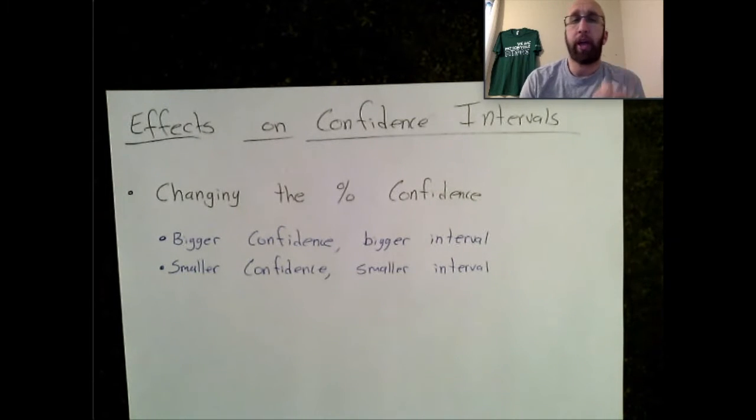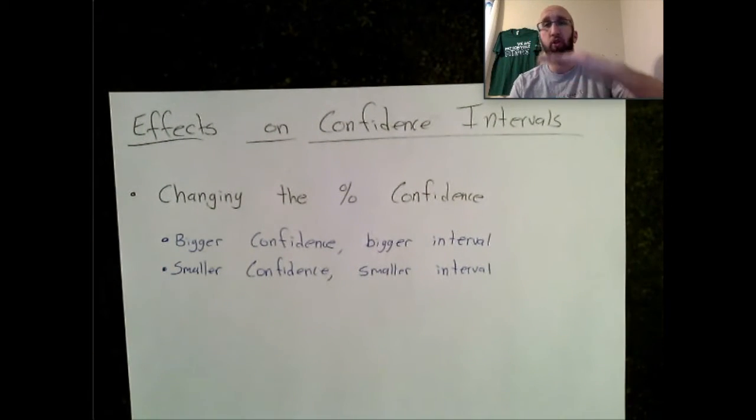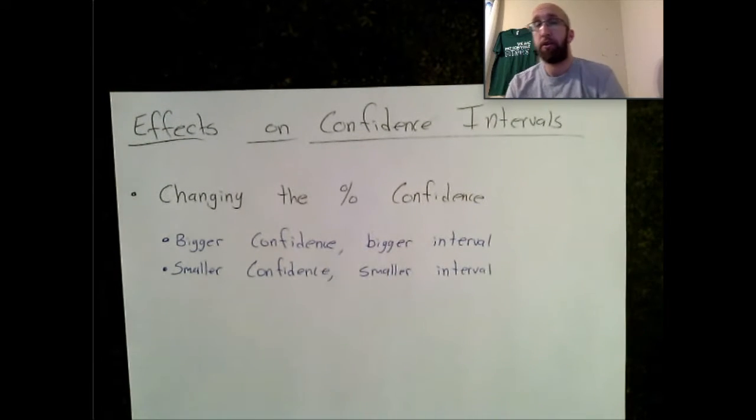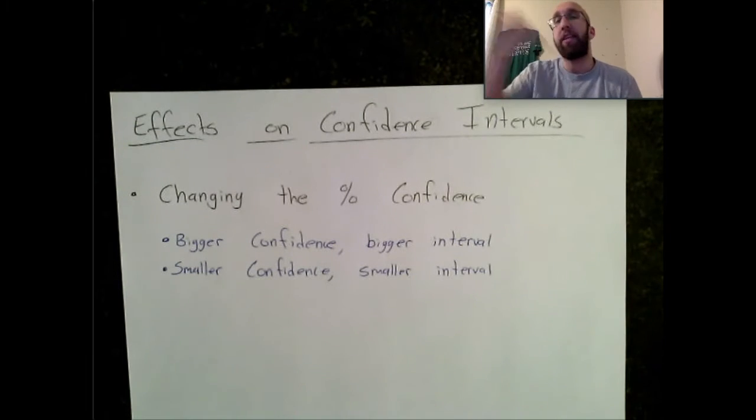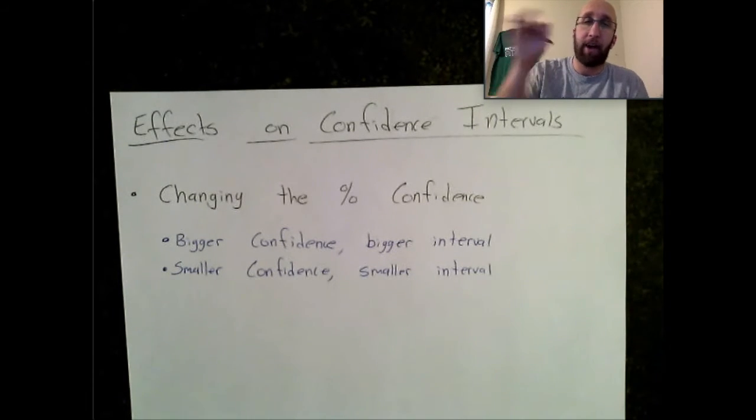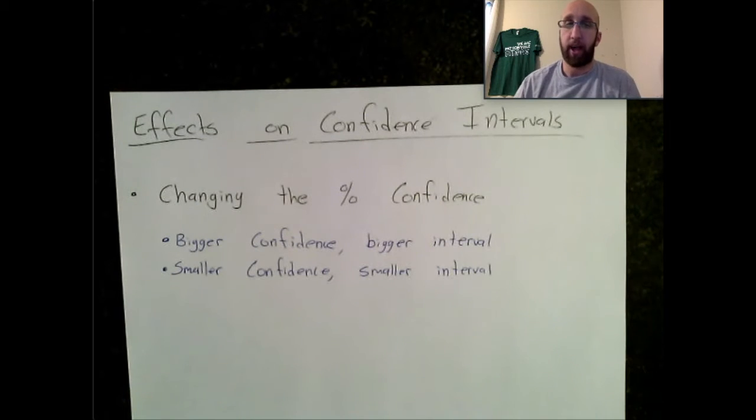When you change the percent confidence, okay, if you go to a bigger confidence, so you increase your confidence, say from 95% to 99, you're going to end up with a bigger interval. That's assuming everything else is relatively staying the same. When you talk about all these things together, it gets quite messy. If you decrease your confidence, so you go from 95 to 90%, you're going to have a smaller interval. And we'll talk about why this makes sense, kind of mathematically and a little bit non-mathematically.